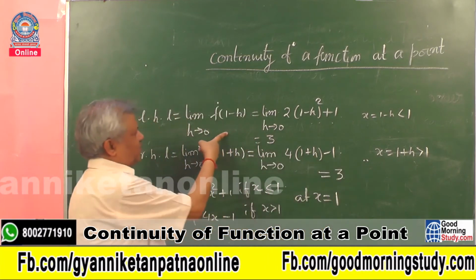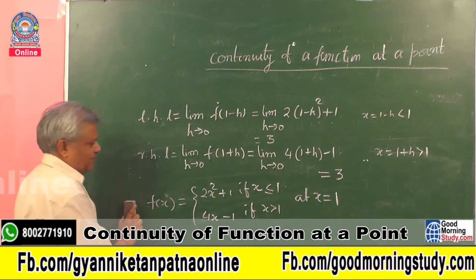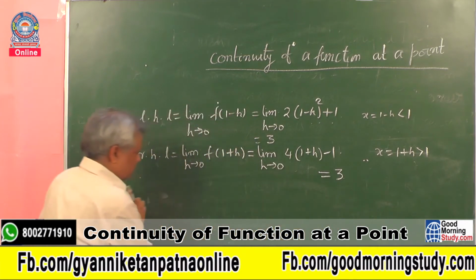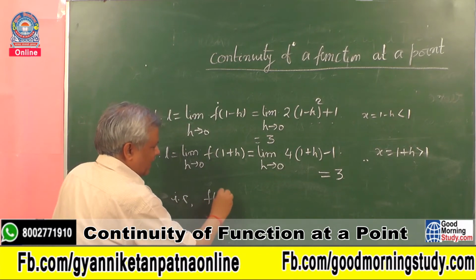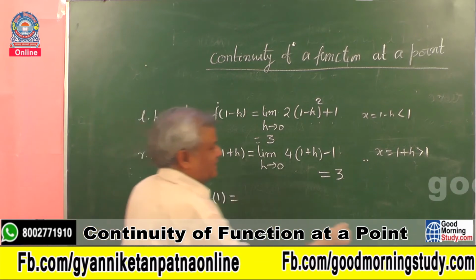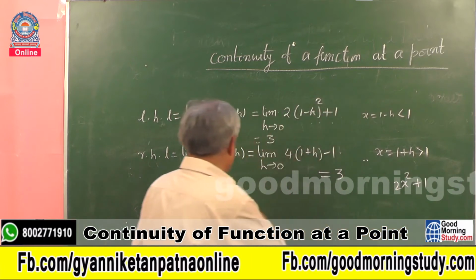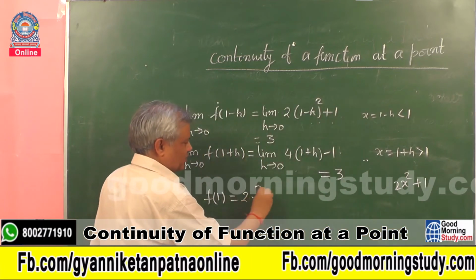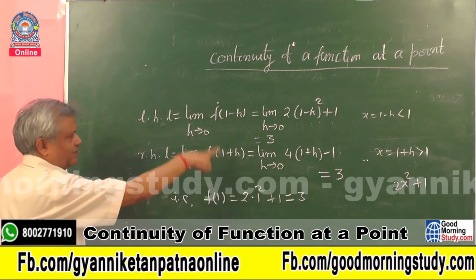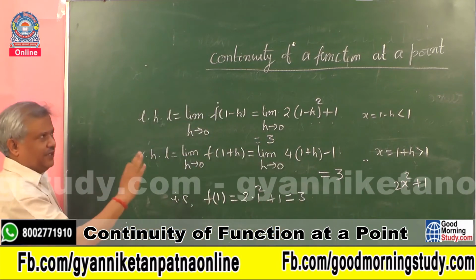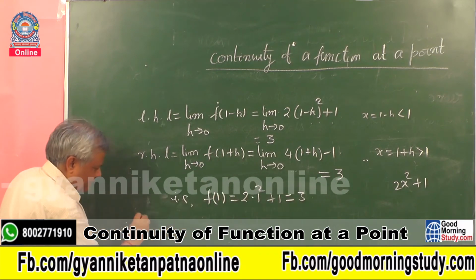So the left hand limit is obtained, the right hand limit is obtained, and then I shall find out the value of the function. That is, I find out f(1) at x equal to 1. The definition is 2x square plus 1. So we write here 2 into 1 square plus 1, and that is equal to 3. Here all the 3 being equal, the function is continuous at the point specified, that is x equal to 1.